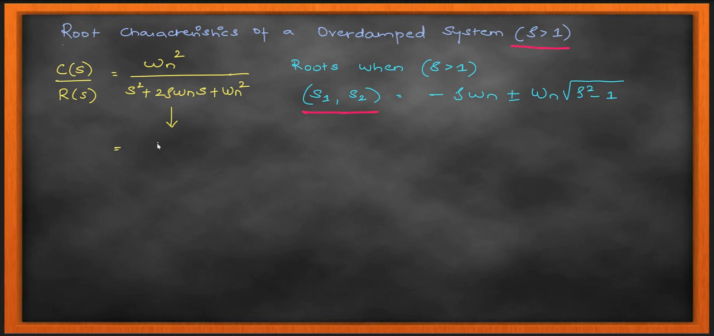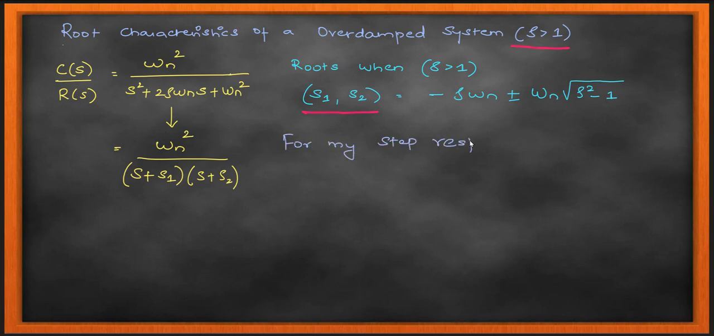Now the roots of my denominator can be written from our previous classes as a quadratic factorization, and that's going to come out to be minus zeta omega n plus or minus omega n root of zeta square minus 1. So now I can tell about s1 and s2: when zeta is greater than 1, neither of my s1 and s2 roots are going to be complex or imaginary. They are going to be real roots, right?